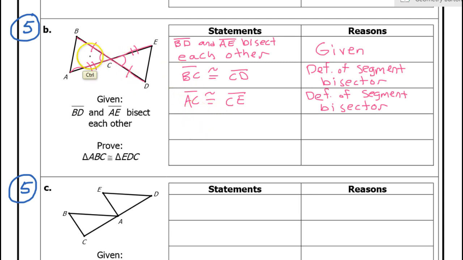Now on the last quiz, I had a few students still trying to say angle C is congruent to angle C. You can't do that. When you have two different angles, you have to use the three-letter name. So I'm going to have to say angle BCA is congruent to angle DCE. And that's because vertical angles are congruent.